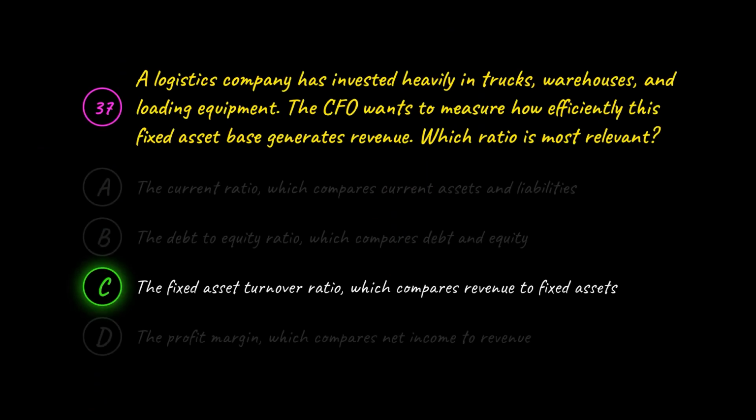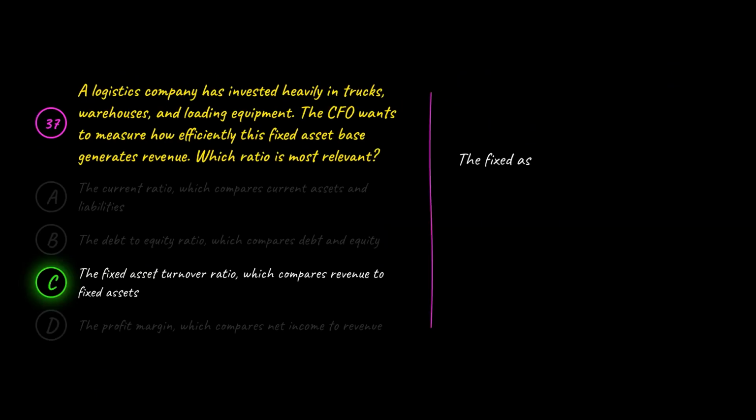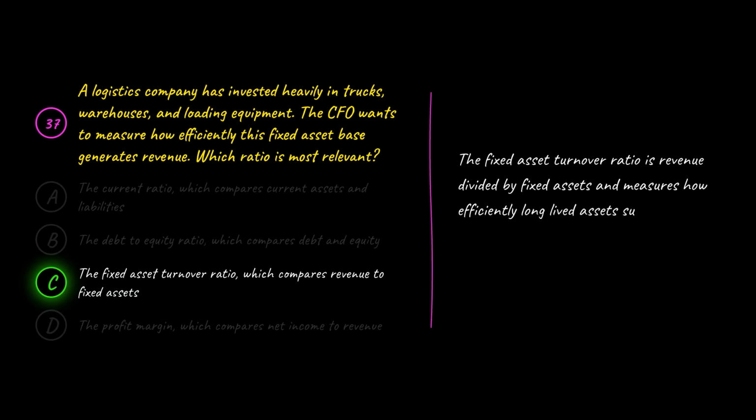The correct answer is C, the fixed asset turnover ratio, which compares revenue to fixed assets. C is correct because the fixed asset turnover ratio is revenue divided by fixed assets and measures how efficiently long-lived assets such as trucks and warehouses generate revenue. The CFO's question maps directly to this ratio.